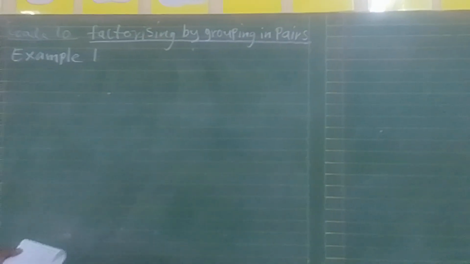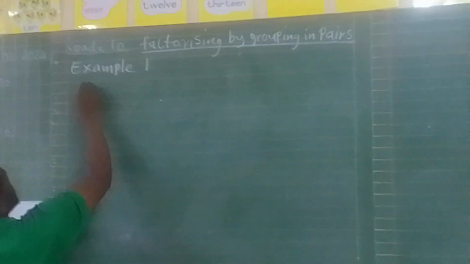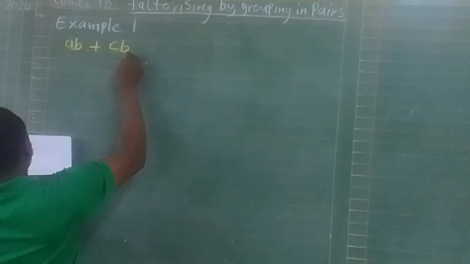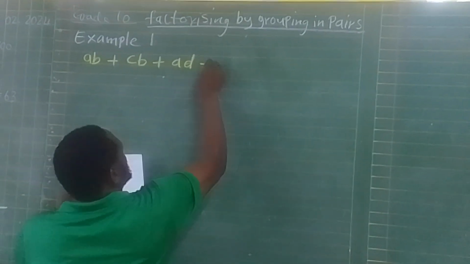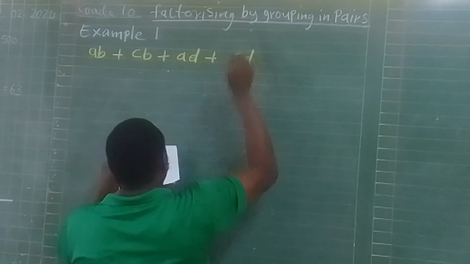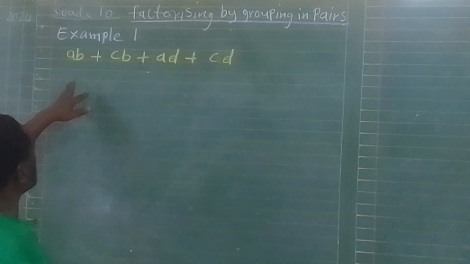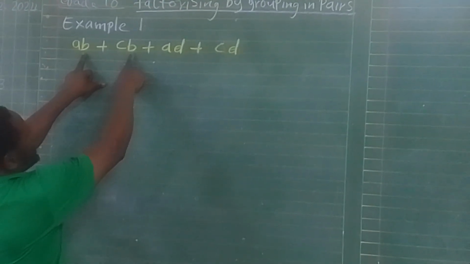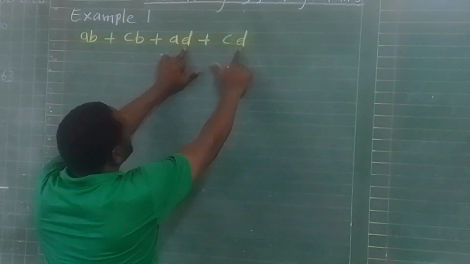Now let's take the first example. Example 1: AB plus CB plus AD plus CD. Here, if you can check, you have B and B. These go together. You have D and D. This goes together.